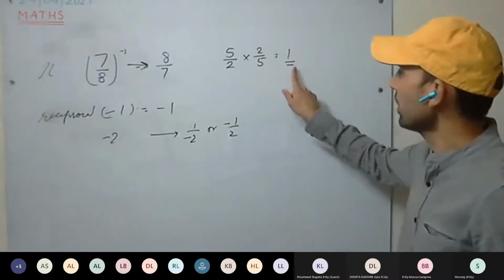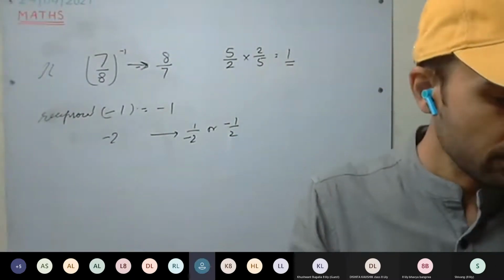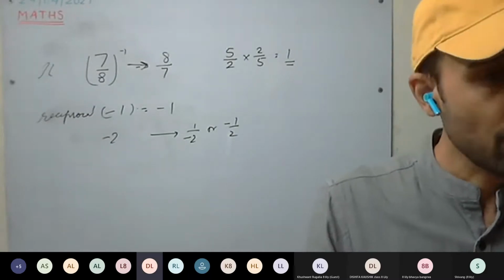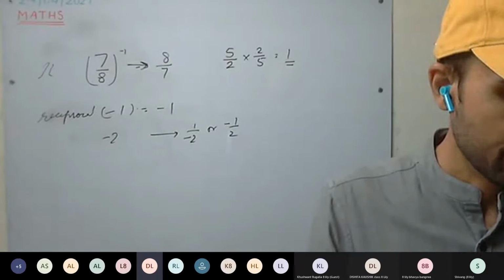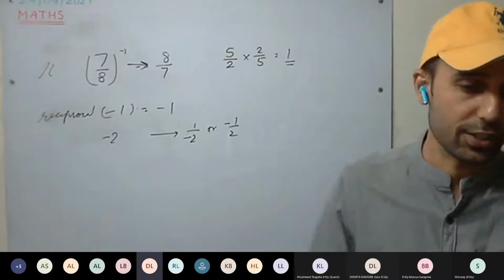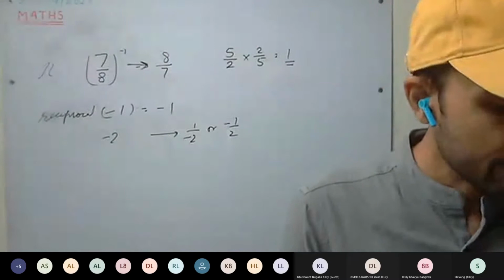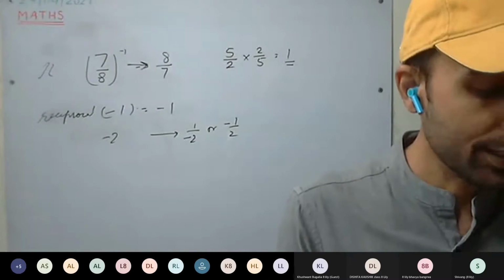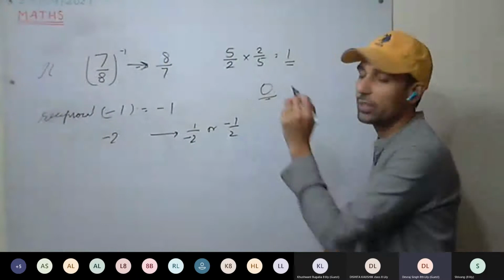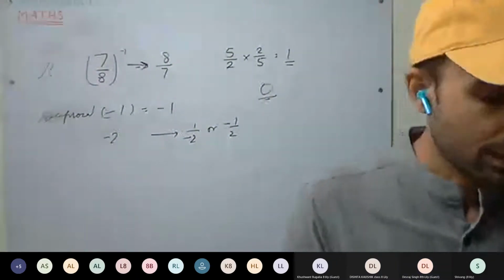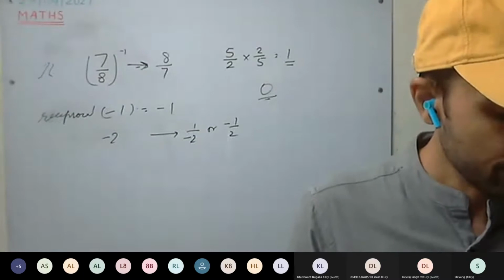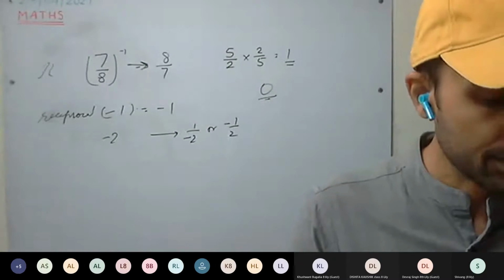This is the multiplicative identity. Reciprocal of a positive rational number is a positive rational number, and the reciprocal of a negative rational number is a negative rational number. 0 is the only rational number whose reciprocal is not defined. Now identify the false statement; you can do that yourself. We have discussed them all.